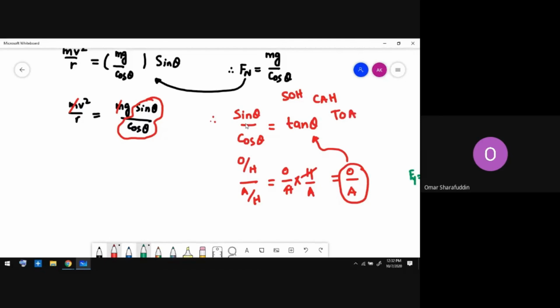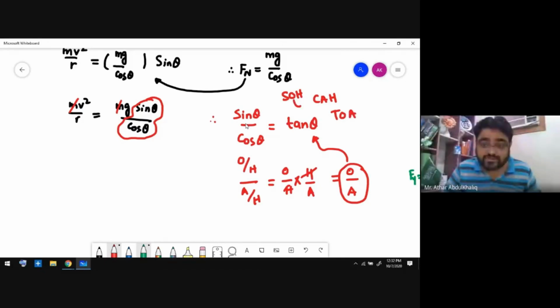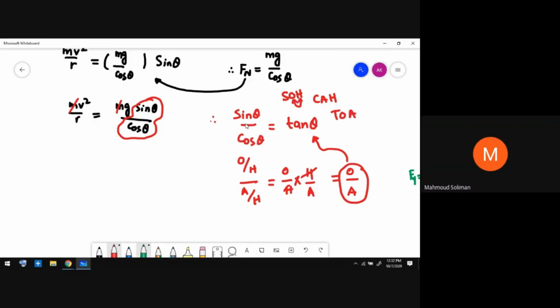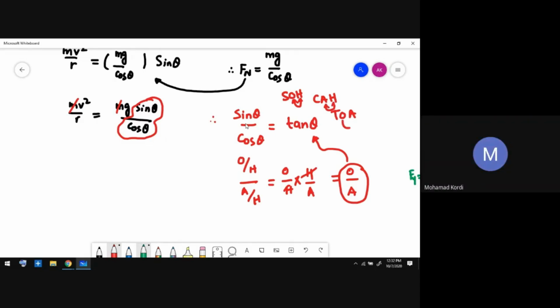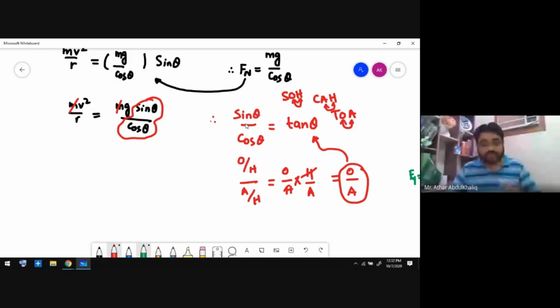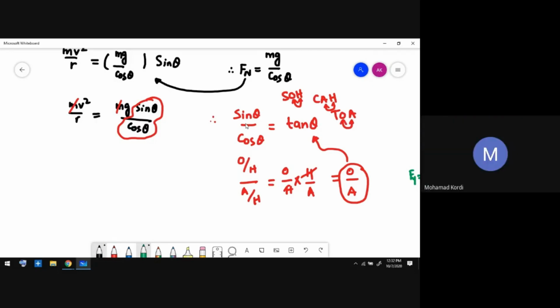SOHCAHTOA. Sine theta is opposite over hypotenuse. Cosine theta is adjacent over hypotenuse. Tan theta is opposite over adjacent. Okay, now I will just prove how to do it.